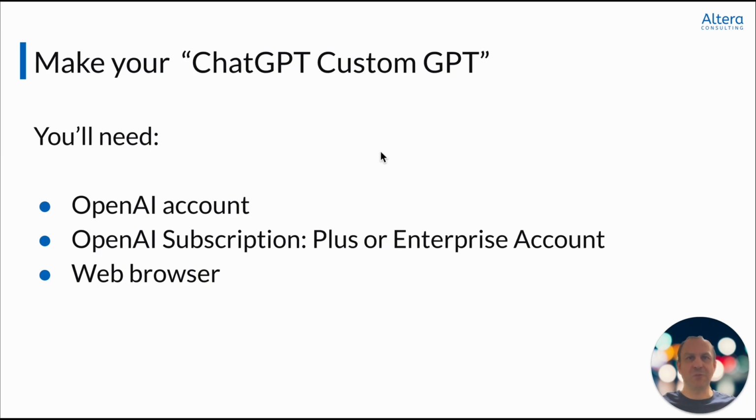So let's take a look at what you'll need to create a custom GPT. For this, you'll need an OpenAI account. That's very easy to set up. But you'll also need an OpenAI subscription, either the Plus subscription or an enterprise account. And of course, you'll need a web browser. Any of the big web browsers is fine: Chrome, Firefox, Safari, Edge, etc. But just to make the point that you can't create custom GPTs from the mobile app. So that's something to bear in mind.